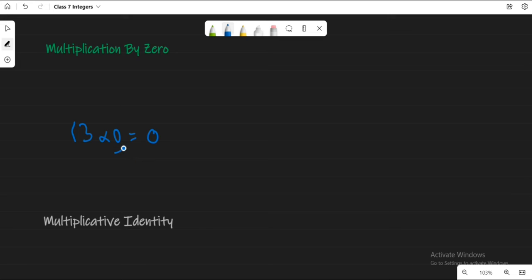Yes, when we multiply 0 to any number, let's say 987, we multiply 987 to 0, then the result will also come 0. This 0 will only be the answer. So now we know when we multiply any number with 0, the result will be 0. So now let's know about the multiplicative identity.